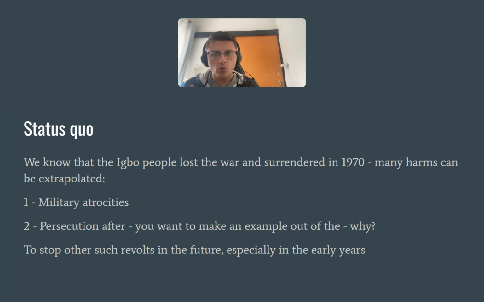Why? Because you want to make an example out of them, because Nigeria also has other groups of people and other ethnicities that could also potentially want to have their own separatist movement and things like that. So in order to show an example to these groups of people, you want to be brutal to them, you want to limit their rights and things like that to stop revolts in the future. So we know for a fact that these two things happened, and opposition can't really argue against these two things.